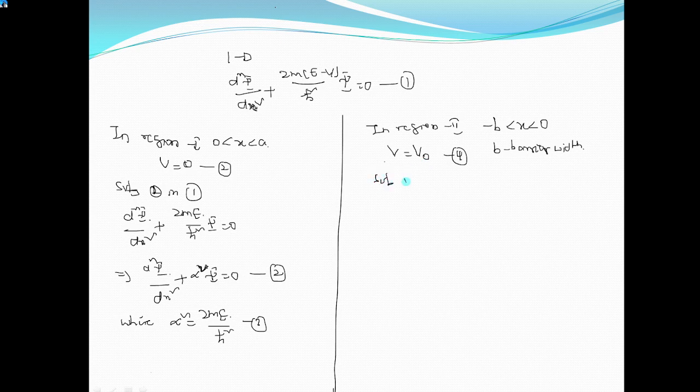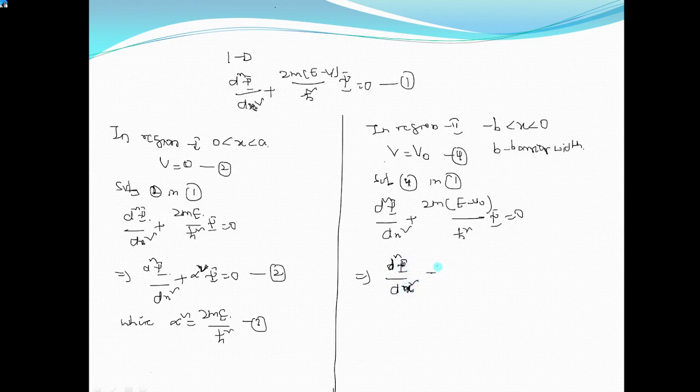Now substitute 4 in equation 1. If I substitute equation 4 in equation 1, I get d square psi by dx square plus 2m into (E minus V0) by h cross square psi is equal to 0. So this I will write as d square psi by dx square minus beta square psi is equal to 0. This is equation number 5.